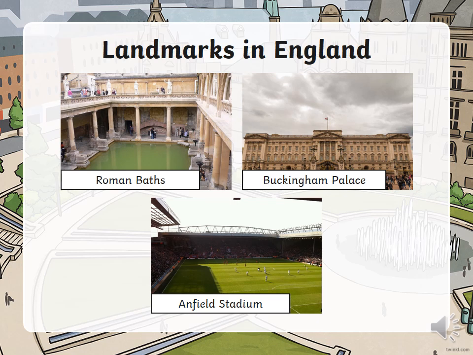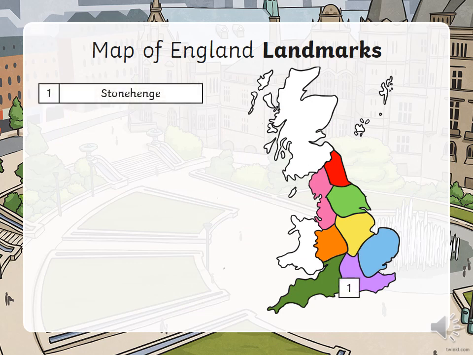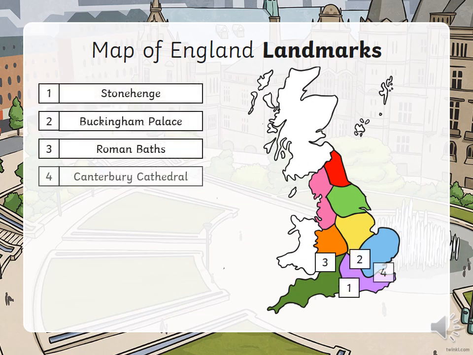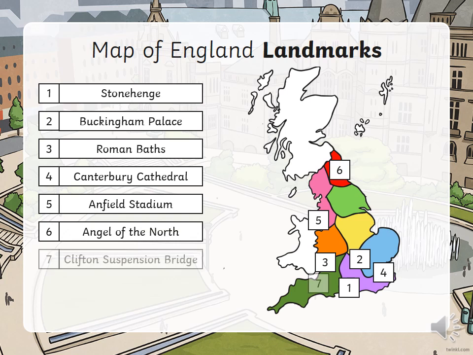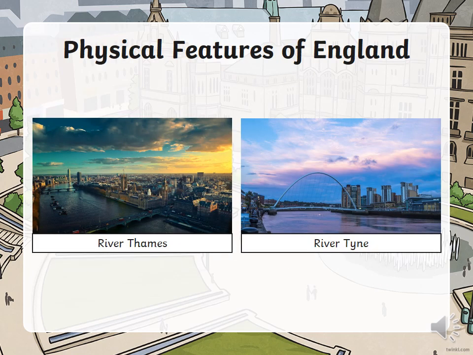Buckingham Palace, and the example on here is Anfield Stadium, which is where Liverpool play, but you could substitute for any better football team if you wanted. We might even put the County Ground where Swindon play, would be another landmark in England. And you can see where all these things are on the map here. And if you notice, just with the ones that they chose for this PowerPoint, they're all quite close to where we are.